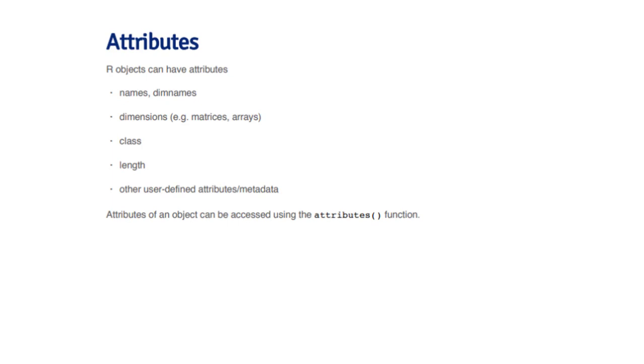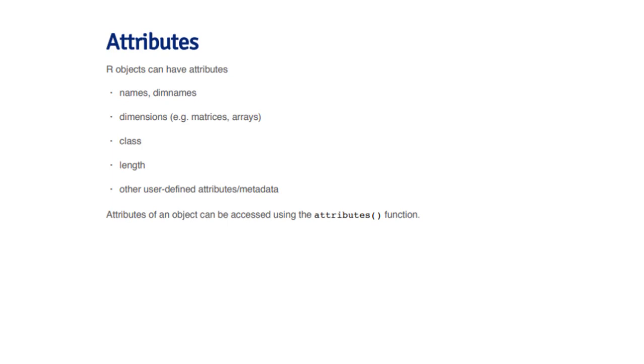The class of the object, so every object will have a class. For example, numeric objects, their class is numeric, and integer objects, their class is integer. Every object also has a length. So for a vector, it's quite simple. The length of the object is just the number of elements in the vector.